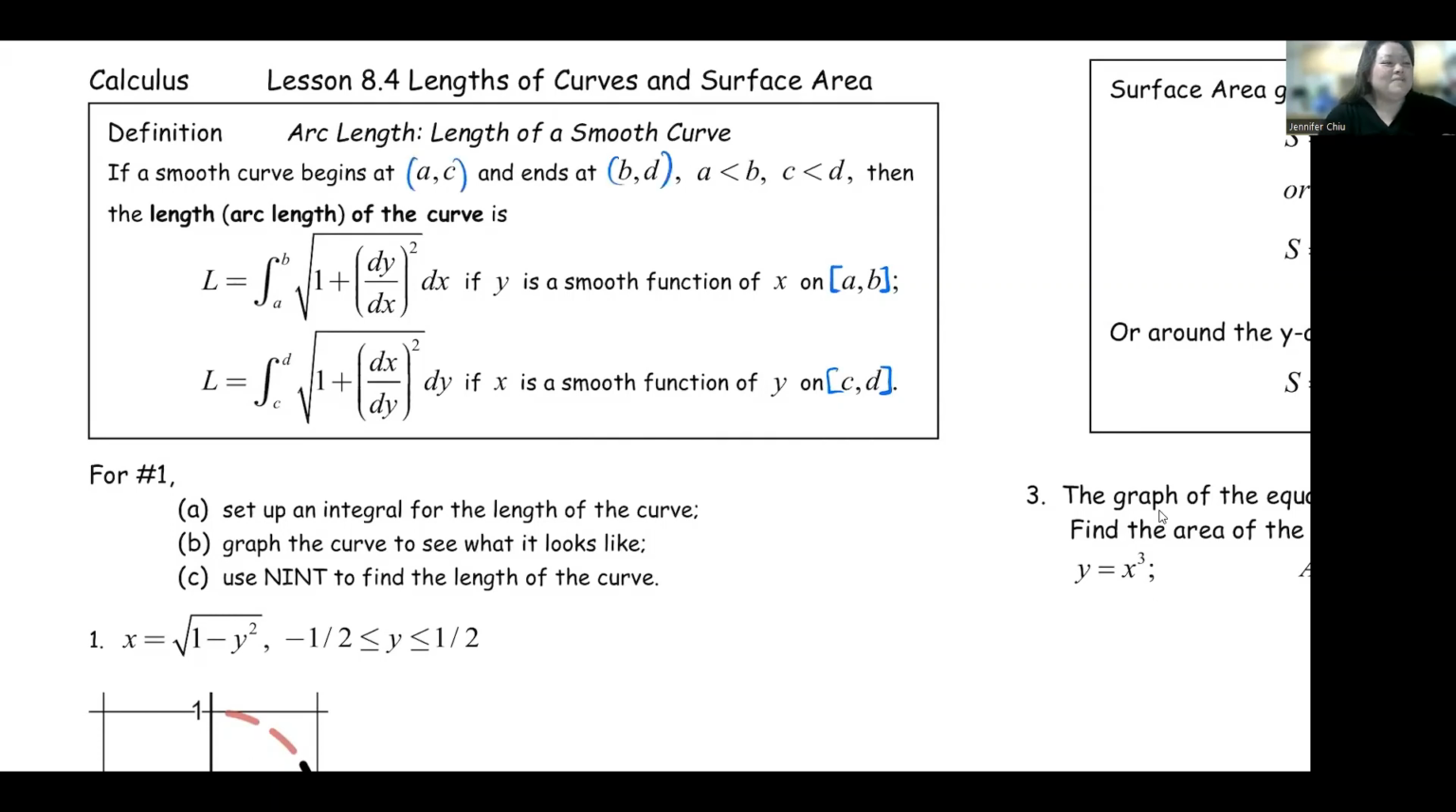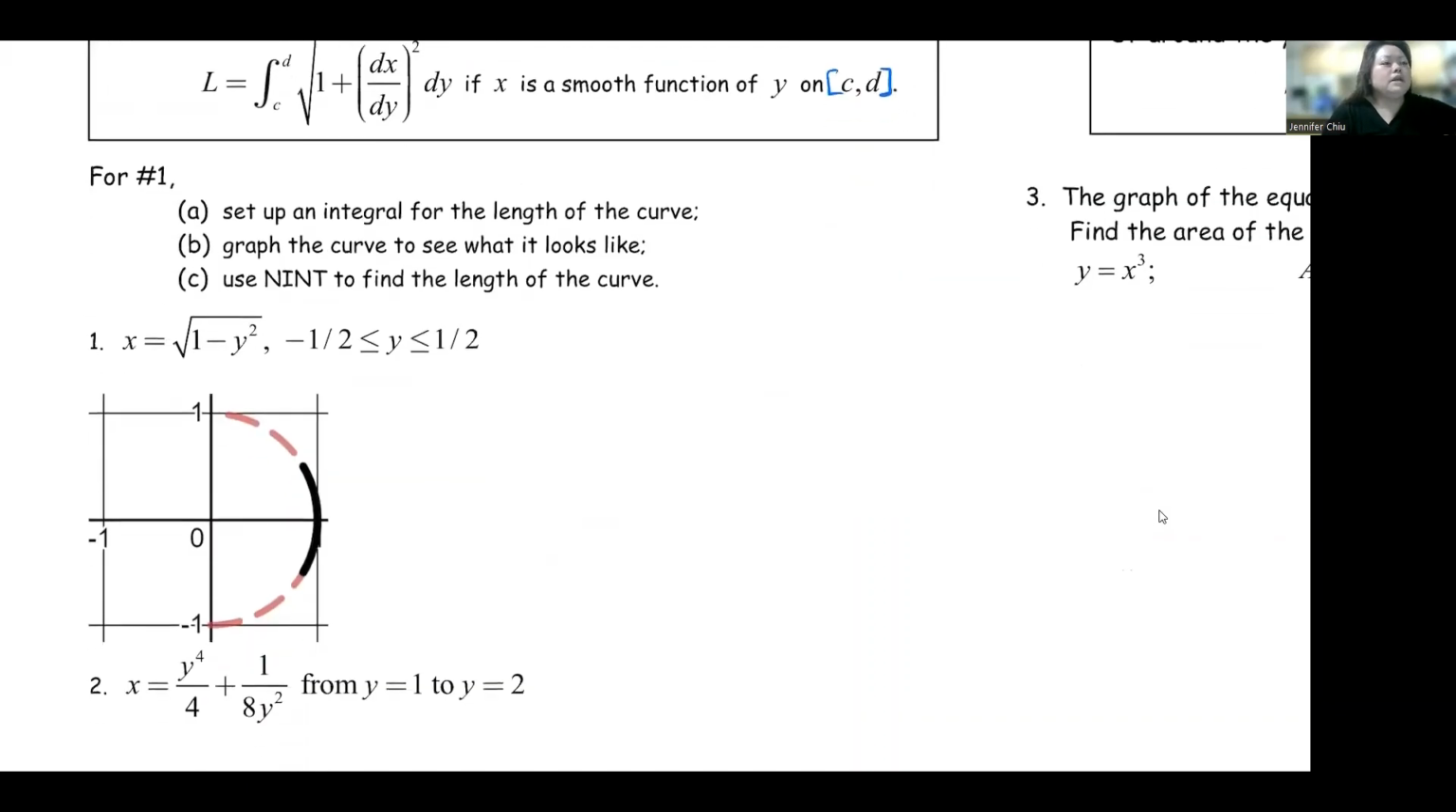All right. So for number one, it says set up an integral for the length of the curve. Part B, graph the curve to see what it looks like. And part C says use your graphing calculator, the FNINT, which is what we've been using for our integrals on the TI calculators, to find the integral solution. So we can use our calculator for this part, or some of it, all right? So part B is already done in number one. Part B says to graph the function, and it's already done.